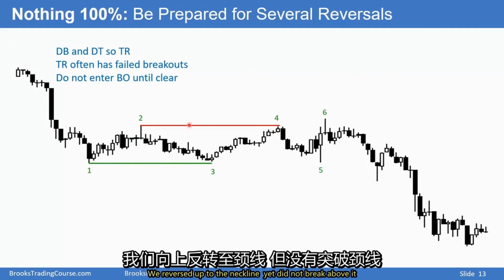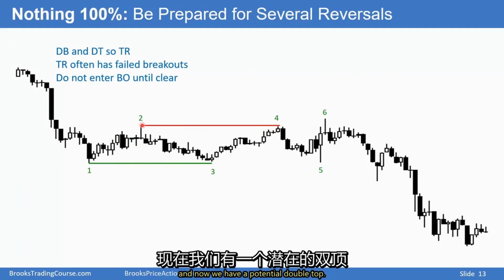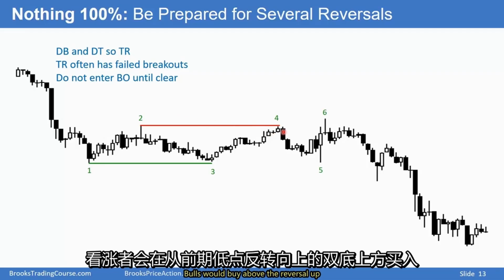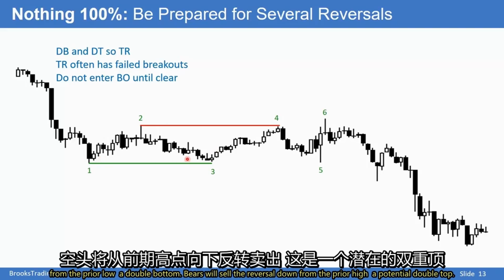We reversed up to the neckline, yet did not break above it. And now we have a potential double top. Bulls would buy above the reversal up from the prior low, a double bottom. Bears will sell the reversal down from the prior high, a potential double top.